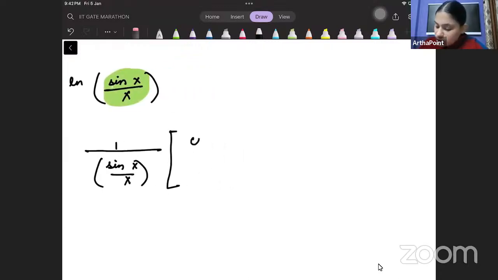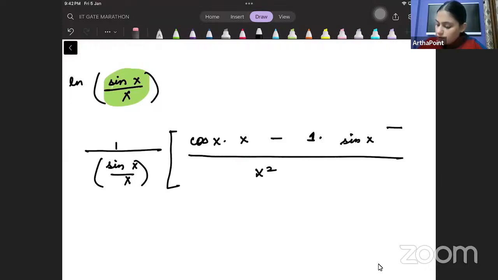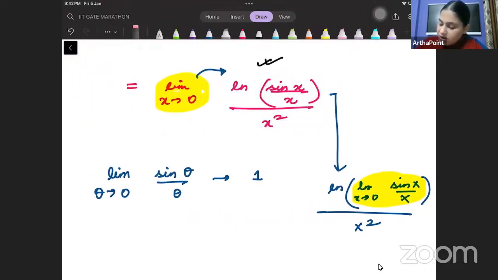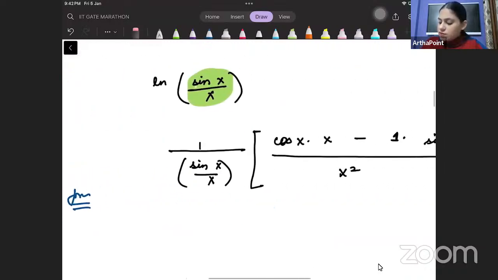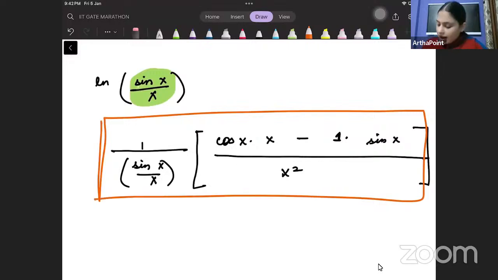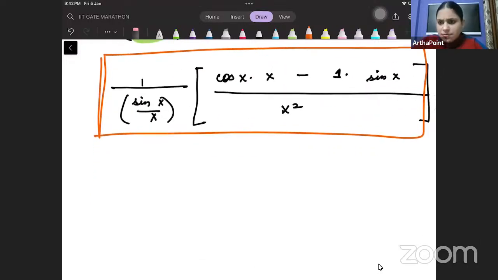So differentiation of the numerator into denominator as it is, minus differentiation of the denominator into numerator as it is, upon denominator whole square. Right, beta? So this part that is coming in my numerator, beta, its differentiation will be this entire thing that I have written here. I can just simplify this.